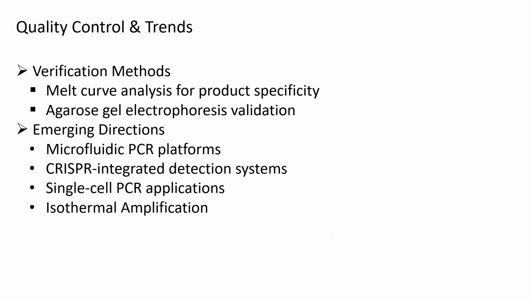Some emerging directions are microfluidics. So now people are putting PCR on a chip, so PCR plus microfluidics. You have CRISPR integrated detection systems. People are also doing single cell PCR, and you can also learn about some isothermal applications. You must have heard about LAMP, one very famous isothermal amplification, or you can also search about rolling circle amplification. These are currently getting a lot of attention.